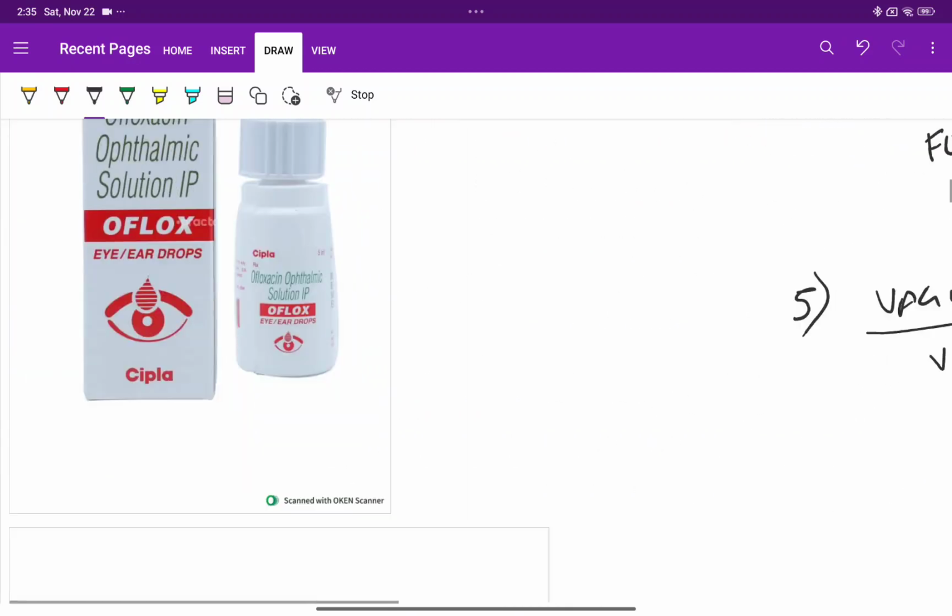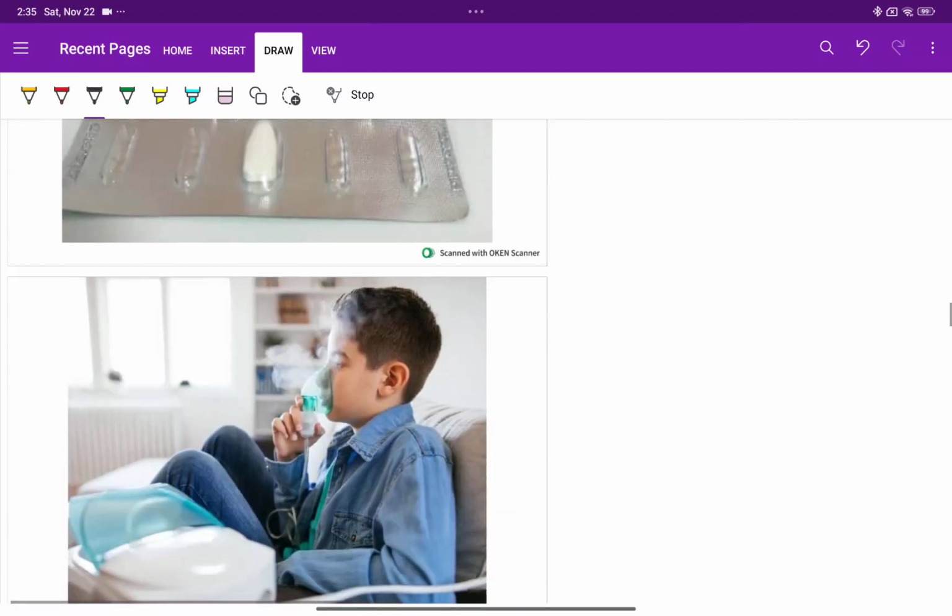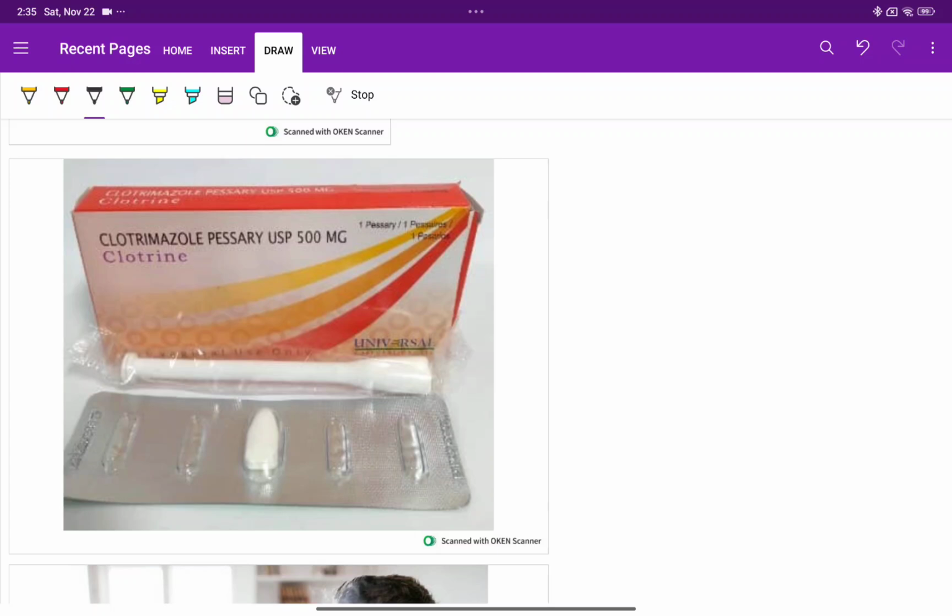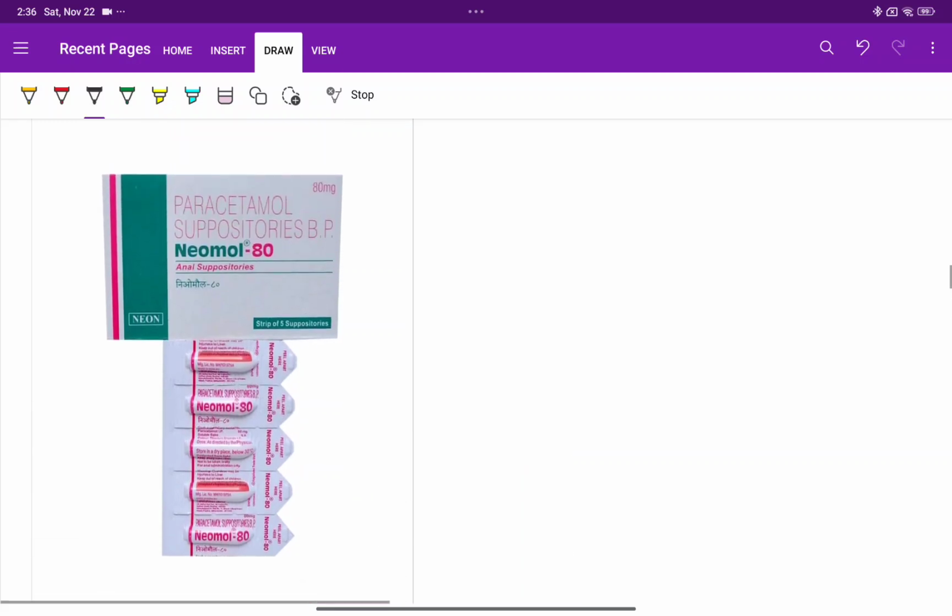See, this is a clotrimazole pessary. See, this will be like a tablet form, like a pellet form. This is the tube in which we place the tablet, and we insert it into the vagina so that it acts locally and clears off the vaginal candidiasis.